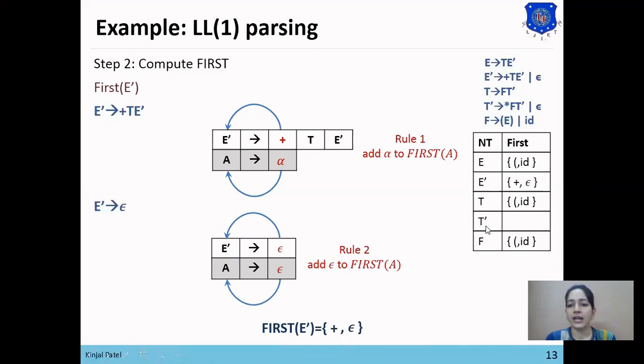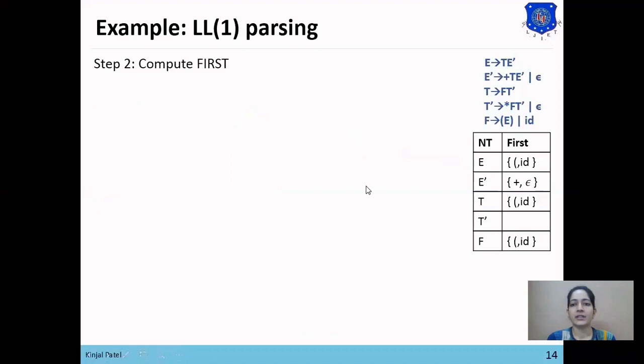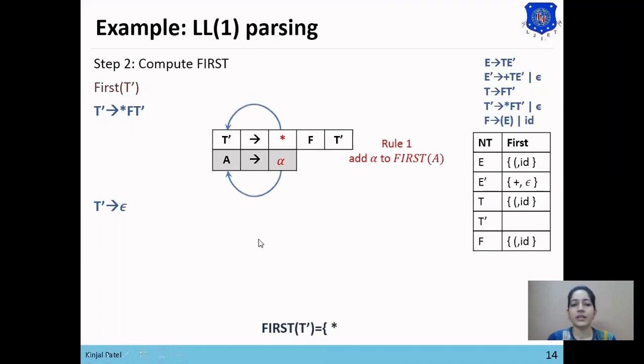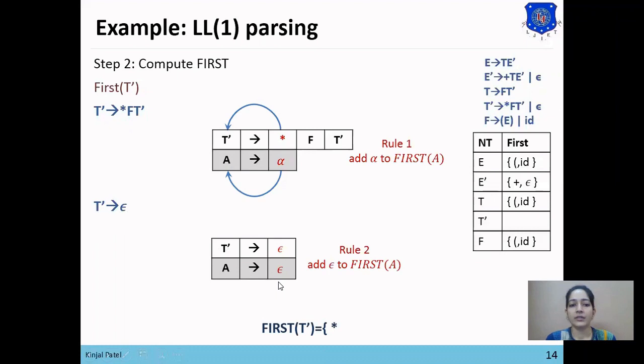Then lastly we will find the first of T dash. T dash also has two rules. First we will check star F T dash. Star F T dash matches the first rule, so star will be directly added into first of T dash. Then we'll check the second production, which is T dash produce null. It matches rule 2, so directly null will be added into first of T dash. So first of T dash are star and null.